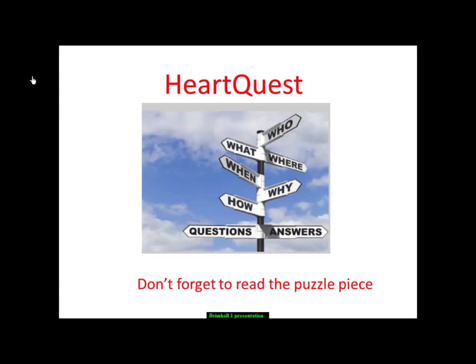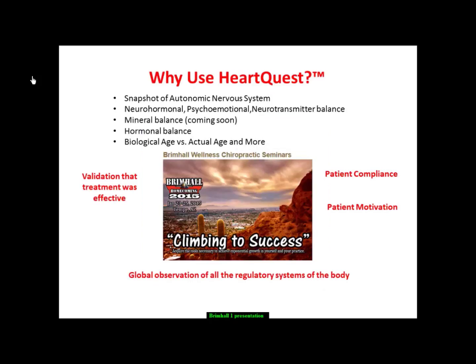We just put out the puzzle piece, so please don't forget to read it, because it has the what, why, and how of heart rate variability, which the Heart Quest is. Within that, there's a four-part series. So this is the first part, and that's going to give you a really good overview of why this particular Heart Quest system is so special.